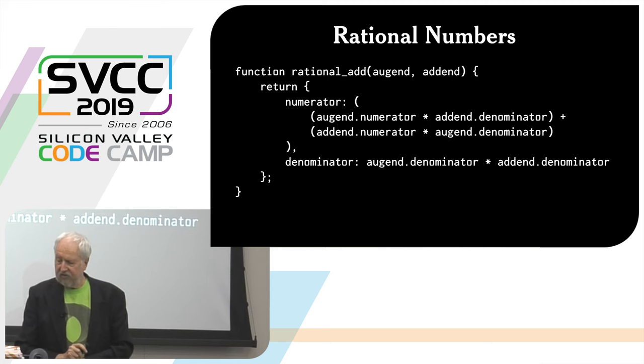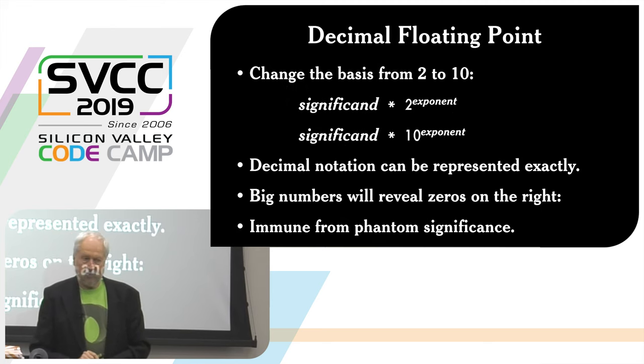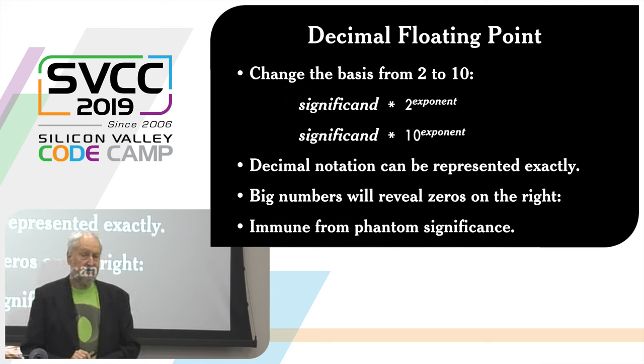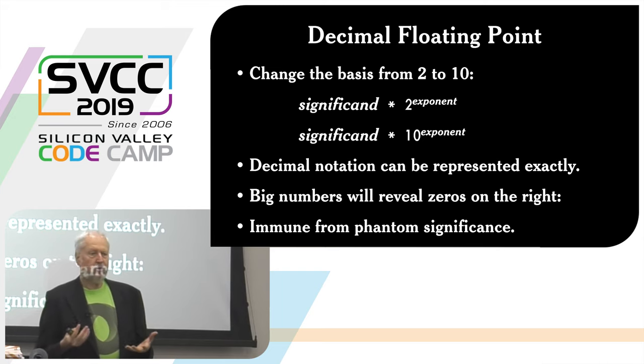So I think that the most useful of these is decimal floating point. And conceptually, this is really simple. All we do is change the basis from 2 to 10. So instead of a significand times 2 to an exponent, it's times 10 to an exponent. Ta-da. And if we do that, we can now exactly represent all the decimal numbers. Exactly, which is exactly what we want. And also, it better supports our intuitions.